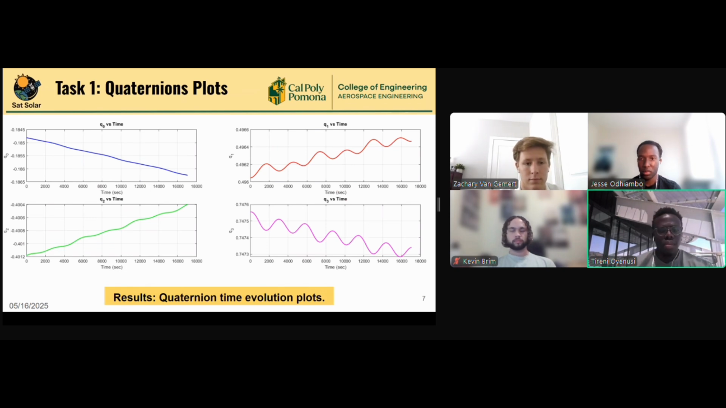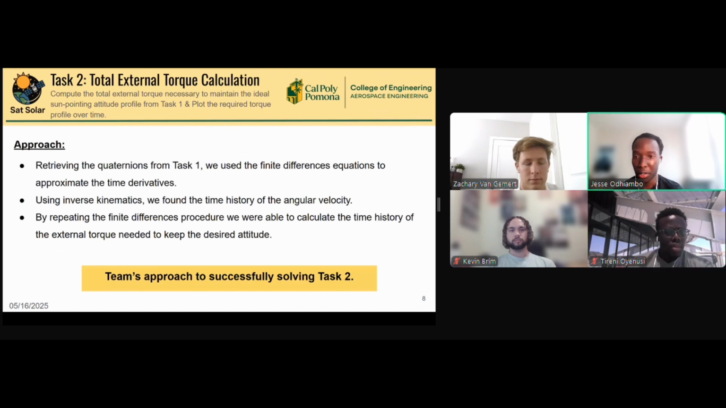Next slide, please. All right, for task two, we computed the total external torque necessary to maintain the ideal sun pointing attitude, and then plotted this required torque profile over time. We approached this by retrieving the quaternions from task one, then used the finite difference equations to approximate the time derivatives. Then using inverse kinematics, we found the time history of the angular velocity. Then by repeating the finite difference procedure, we were able to calculate the time history of the external torque needed to keep the desired attitude.